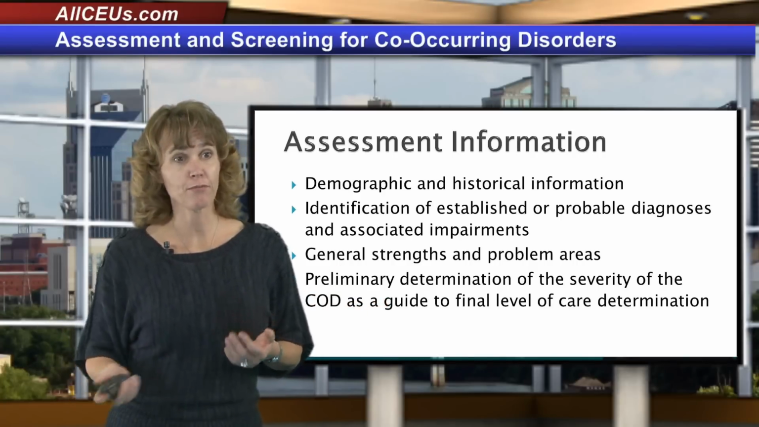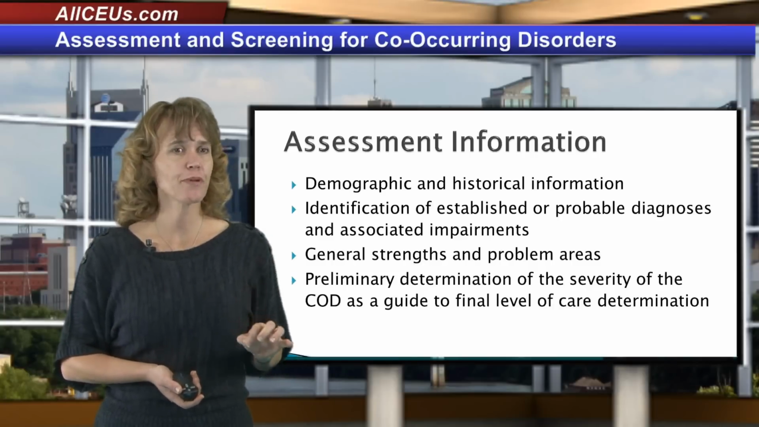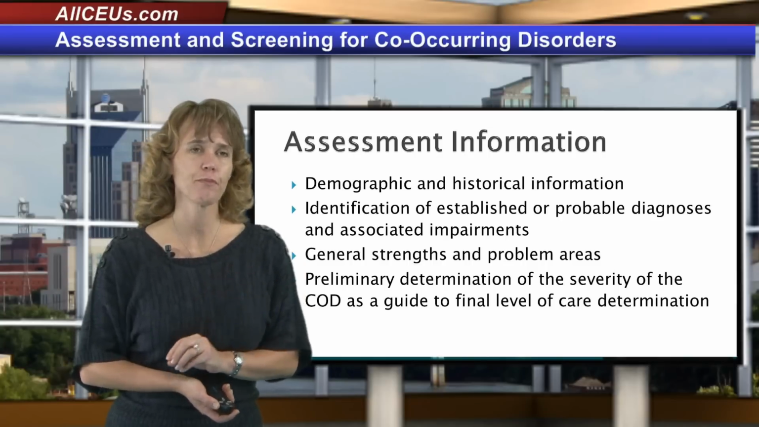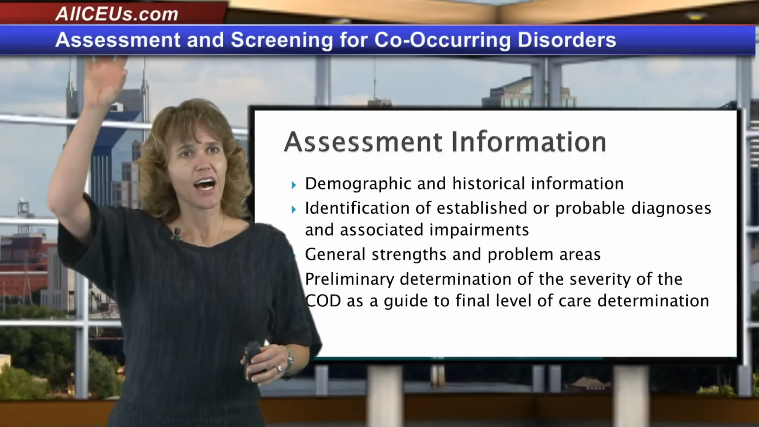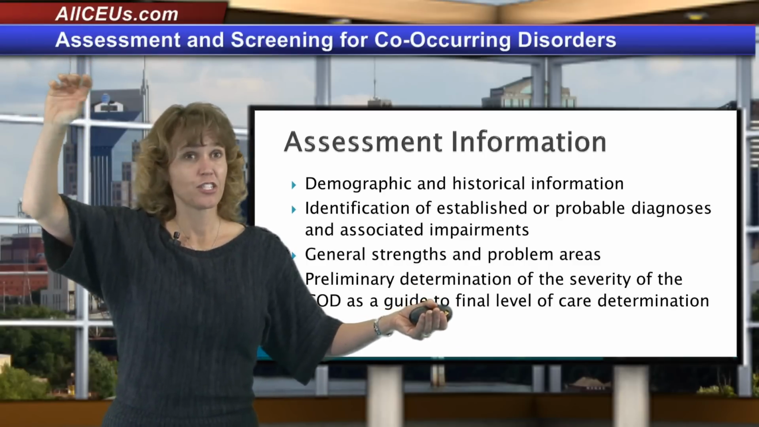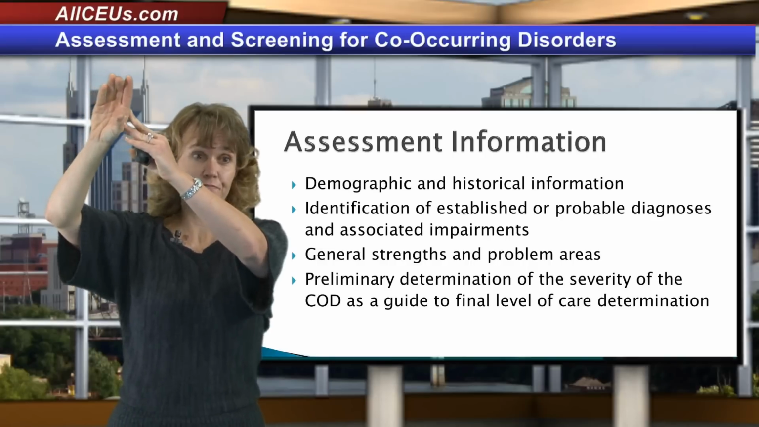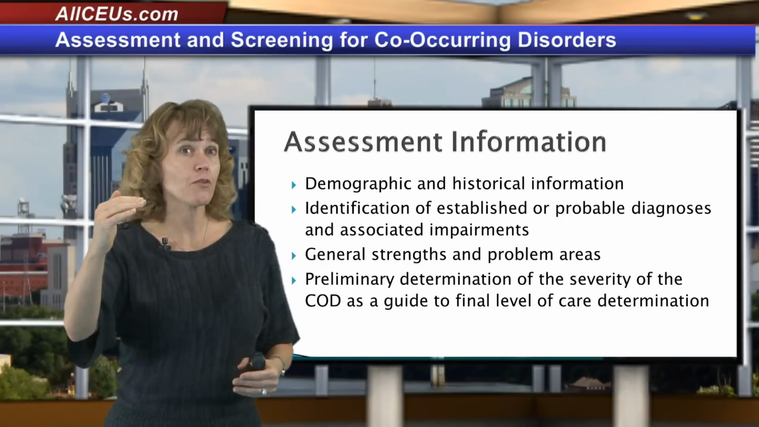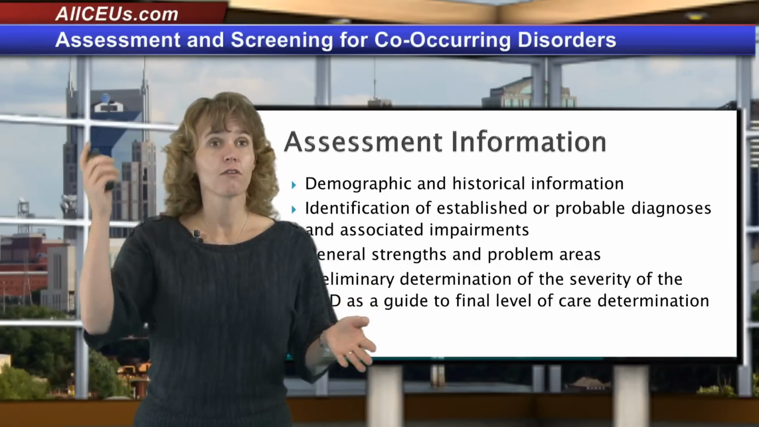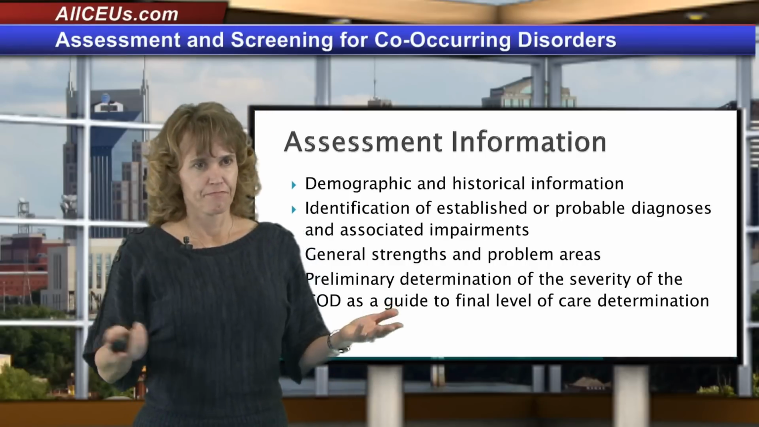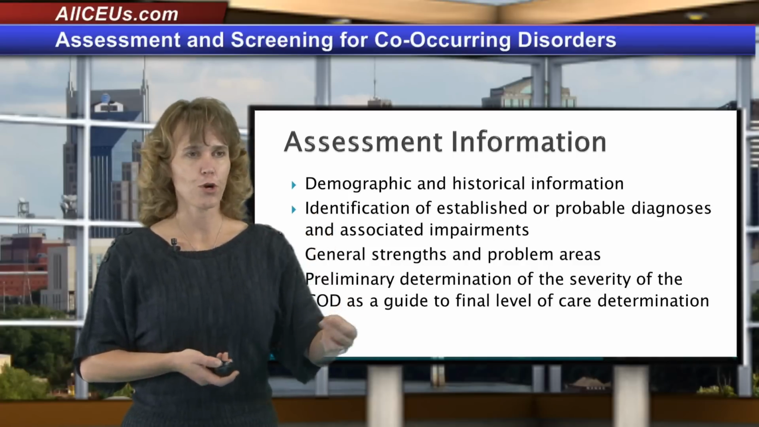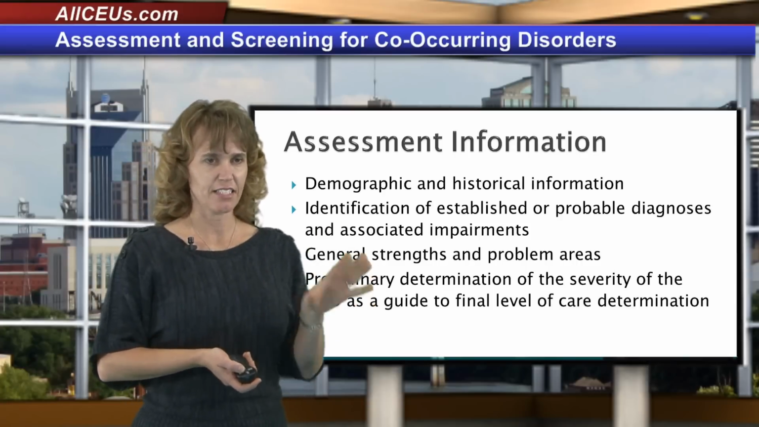Put whatever you need to down as a rule out or as a probable diagnosis. Identify general strengths and problem areas, and make a preliminary determination of the severity of the co-occurring disorders as a guide to final level of care determination. Now remember, if it's high psychiatric, high substance abuse, once a week outpatient isn't going to do it. So high is generally a residential setting. If you have a high and a low, then there's some clinical judgment in there about whether it's going to be an IOP or a residential setting. You can Google Minkoff's quadrant model to learn more about the 4 quadrants. We're not really going to go into that today, except for what we already have.